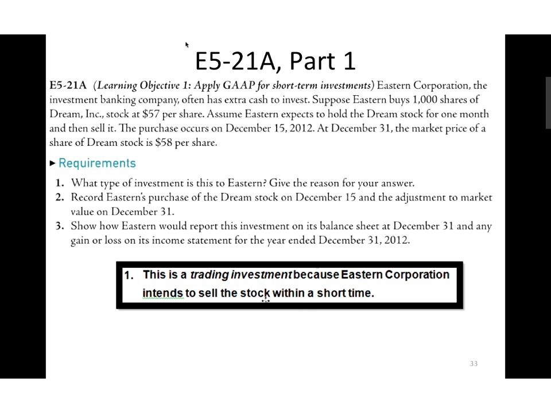Now, the next question down, requirement 2: to record the purchase of the stock and the adjustment to market value on December 31st. So that's actually 2 entries. We have the first entry, which is the purchase of stock. So when we purchase stock, Jennifer, what's one account that's involved there?